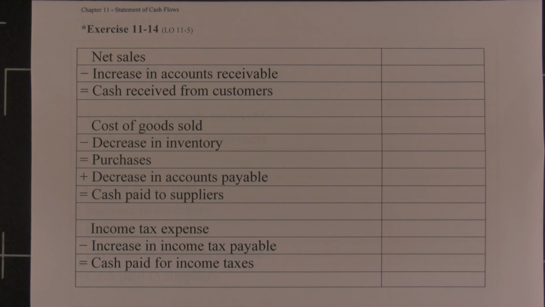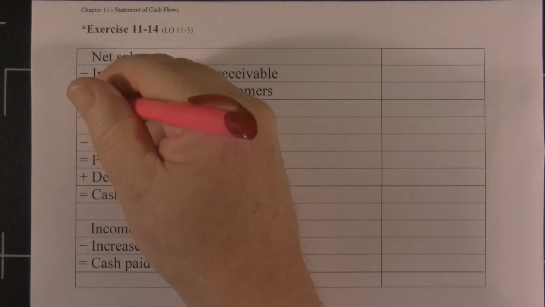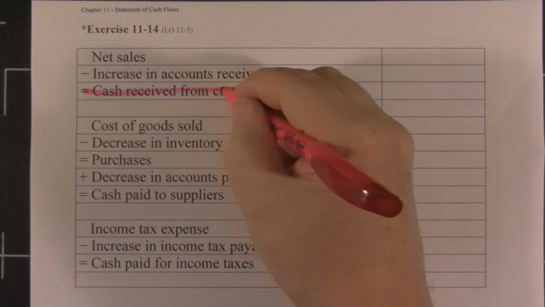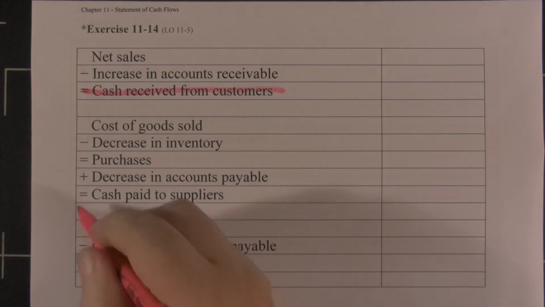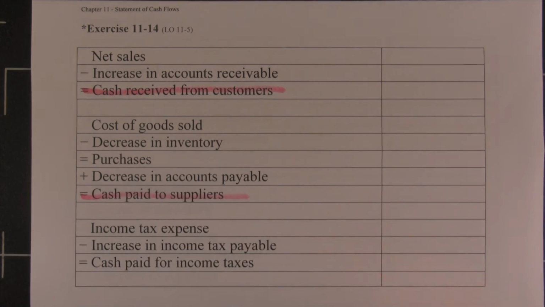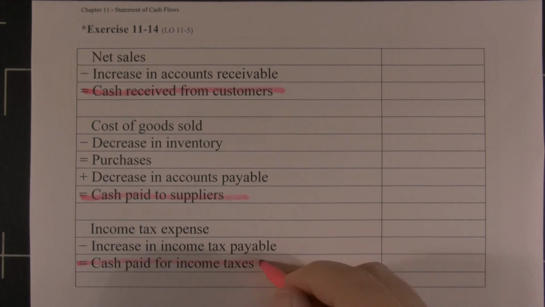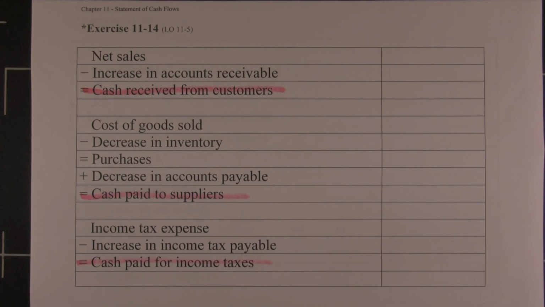Exercise 1114 asks us to do three specific things from a set of information based on the direct method of cash flows. They ask us to compute cash received from customers, cash paid to suppliers, and cash paid for income taxes. I'm going to do these both the book way and my down and dirty common sense way. You pick whichever way makes the most sense to you.